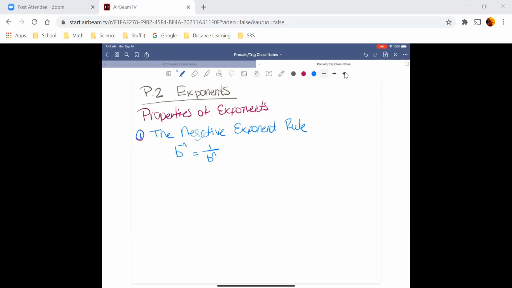If it was written as 1 over b to the negative n, on this one you still have to do the reciprocal, so it's going to flip it. So what do you think it's going to equal? b to the n.